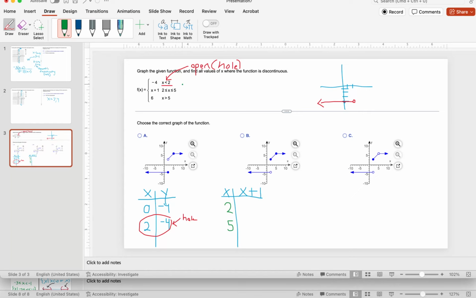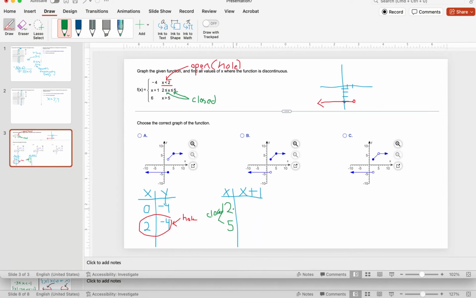Yeah. And then we want to make a note right here. These both have an equal on them, don't they? Yeah. So does that mean it's included or not included? Yes. So it's closed, right? So it's closed. And you can make a little note if you want to that this is closed. Closed circle.